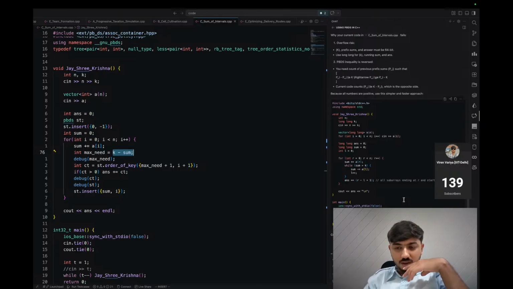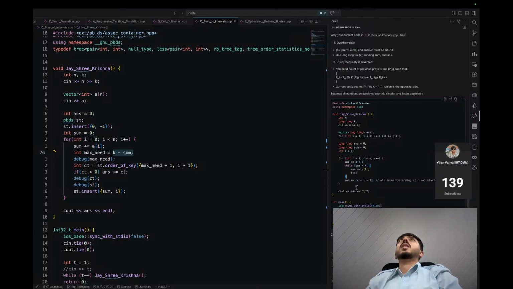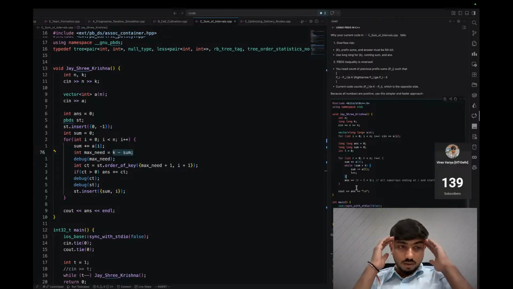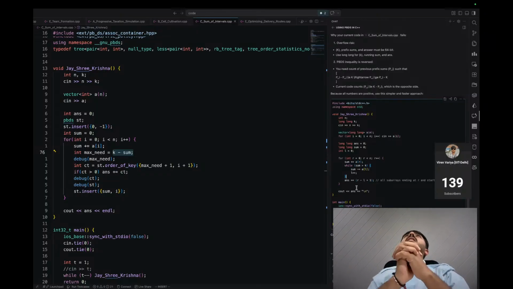What is this? This won't give TLE at all. Oh, it's a sliding window. Why? Yes, it is a sliding window question. Oh my god. Why did I miss it?